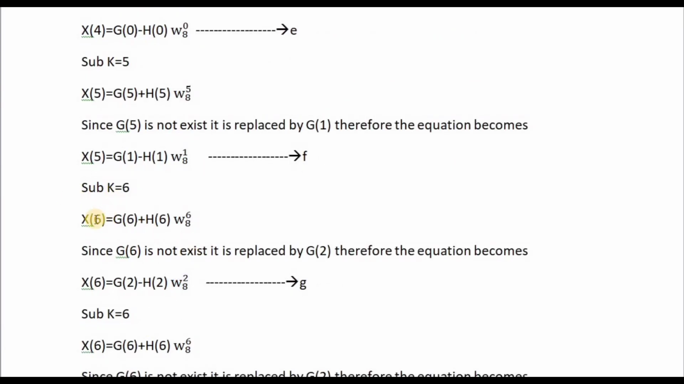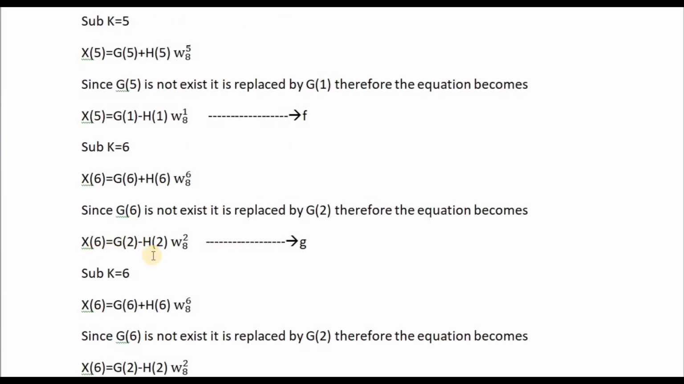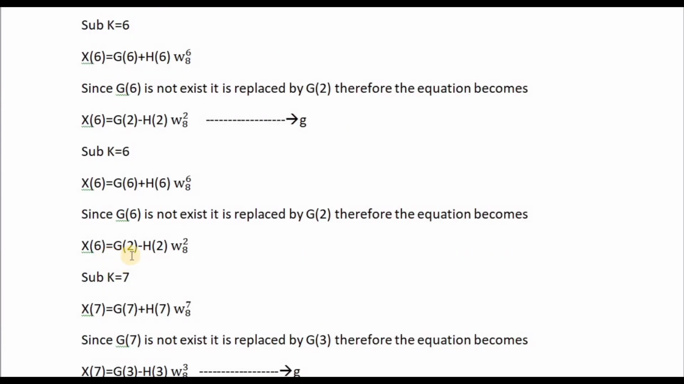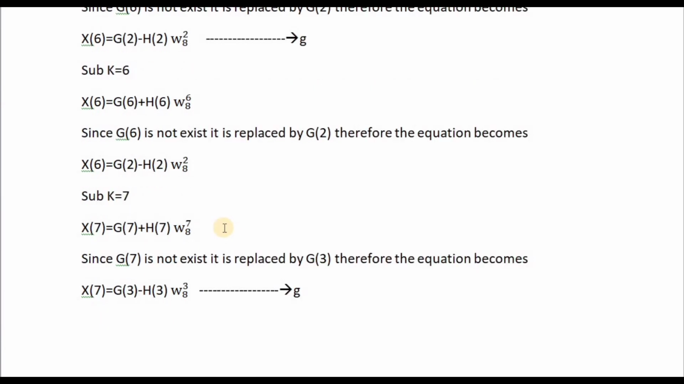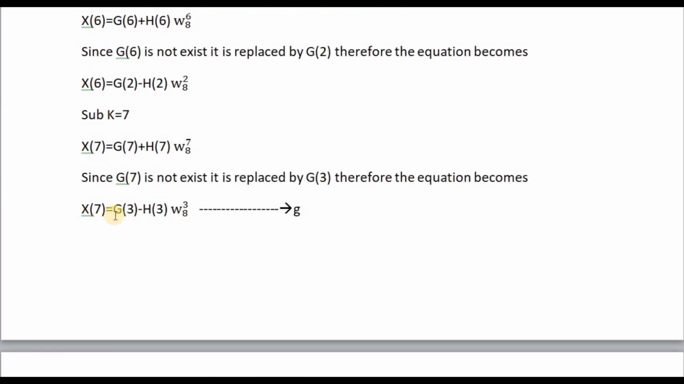So similarly for k is equal to 6, I can write x of 6 is equal to g of 2 minus h of 2 into w8 of 2. Likewise, x of 7 is equal to g of 3 minus h of 3 into w8 of 3.